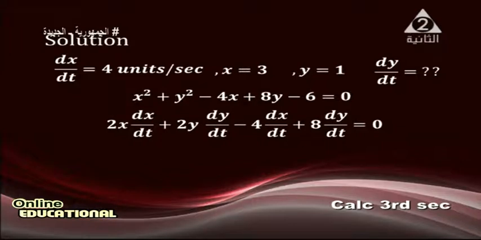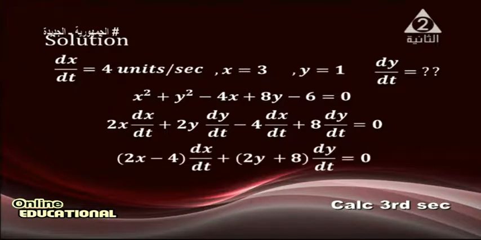minus the derivative of 4x, which is 4 dx/dt, plus the derivative of 8y with respect to t, which is 8 dy/dt. What about negative 6? Negative 6 is a constant. The derivative of any constant equals 0. Then we can take dx/dt as a common factor. Then, (2x minus 4) multiplied by dx/dt plus (2y plus 8) multiplied by dy/dt equals 0.